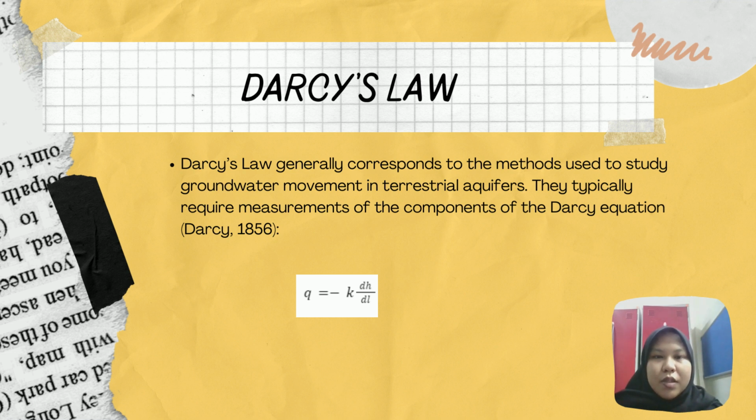So next, Darcy's Law. Darcy's Law generally corresponds to the methods used to study groundwater movement in terrestrial aquifers. They typically require measurements of the components of the Darcy equation, which is Q equals negative K dH over dL.